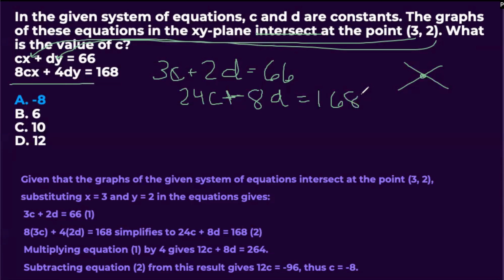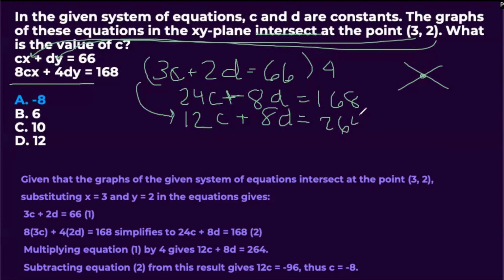equals 168. Now, because we have two equations here, we can either use substitution or elimination. In this case, we're going to multiply this first equation by 4 because that way we can just eliminate. And when we do so, we are going to distribute the 4 to give us 12c plus 8d equals 66 times 4, which is 264. And the way that I solve that is by distributing this 4 to each one of the variables.